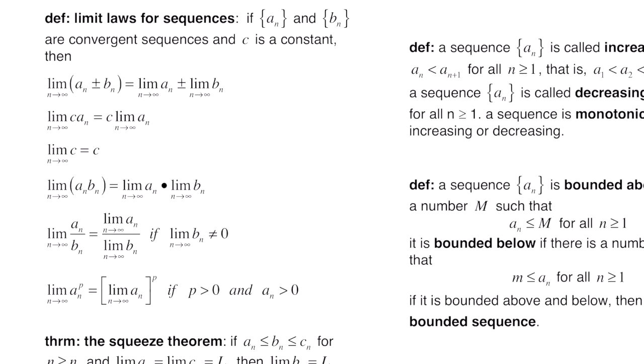If you have a constant c, you can pull that c to the front, and then you take the limit of just the sequence. If you have the limit of a product of sequences, you can do the product of their individual limits. If you have the limit of a quotient of sequences, you can do the quotient of their individual limits. And then finally, if you have the limit of a sequence to a power, you can pull the power to the outside and take the limit of the inside sequence.